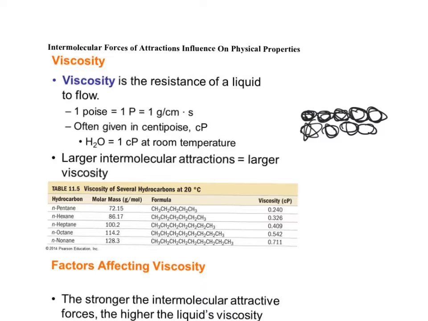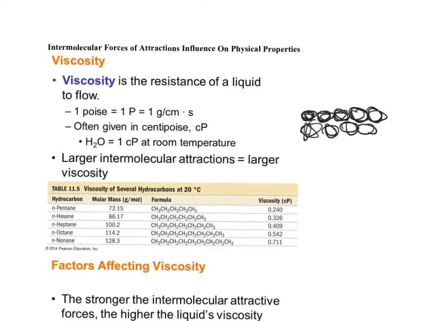And so we can measure that. There's a centipoise. A poise is a measure of that resistance to flow. Centipoise would be 1/100th of a poise, whatever that is, you know. But the point is, we can use that to measure viscosity.